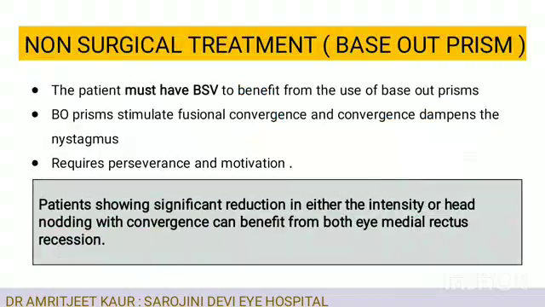Base-out prisms. The base-out prisms stimulate fusional convergence, and this convergence can dampen the nystagmus in infantile nystagmus. Therefore, the patient must have binocular single vision and adequate fusional reserves to benefit from the use of base-out prisms. Also, patients who show significant reduction either in the intensity or head nodding with convergence can benefit from the surgical modality of treatment, that is the medial rectus recession. However, this treatment requires perseverance and motivation.